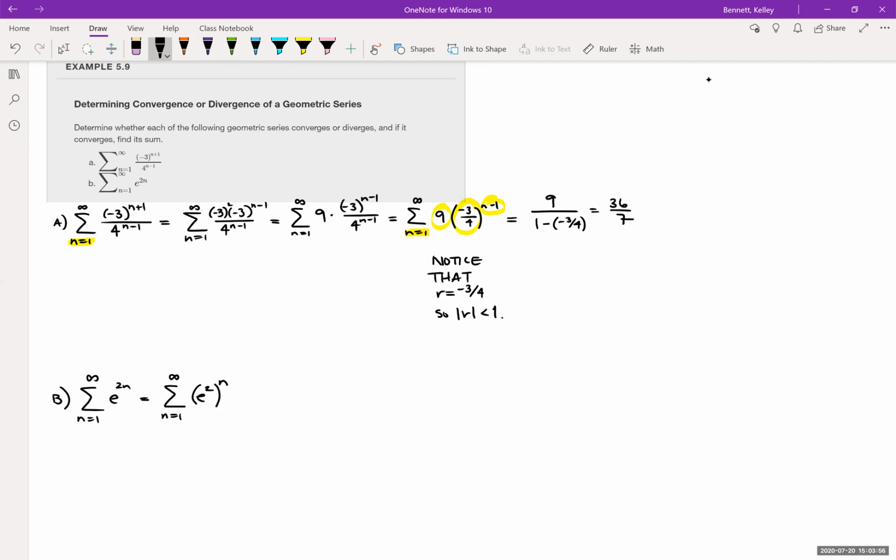But I really need this to be n minus 1, right? So if I just multiply it by an e squared, then putting those together will bring me right back to e to the n, so I'm good here. Our r value for this example is e squared, which is greater than or equal to 1, which means that this diverges.